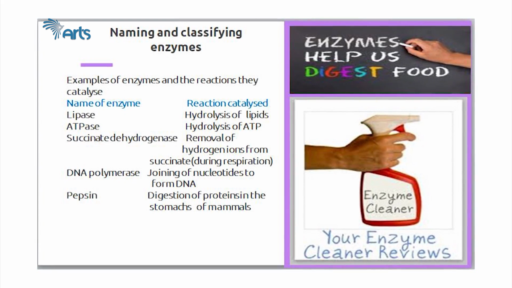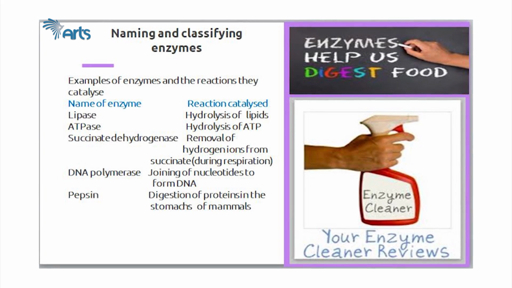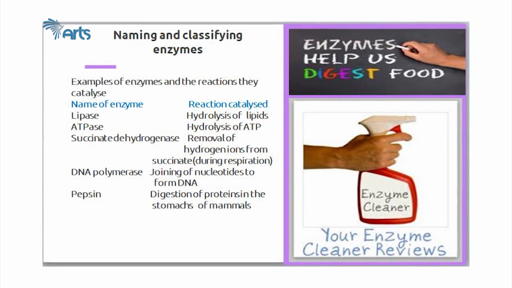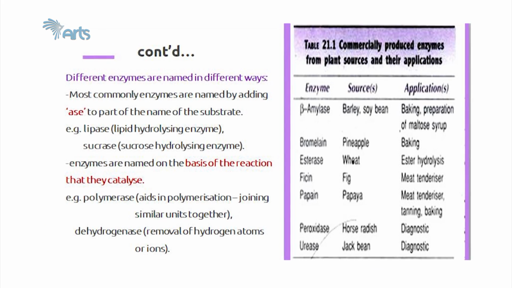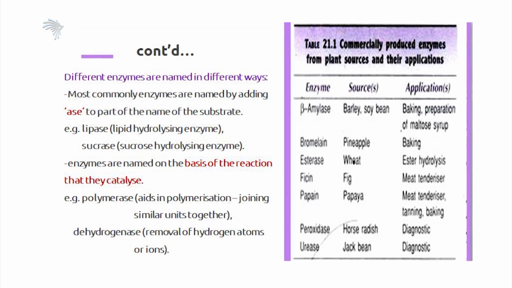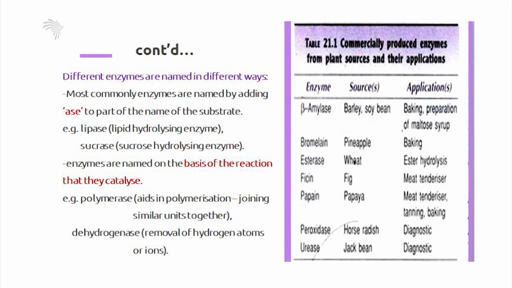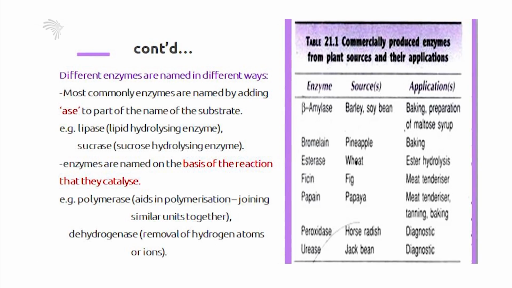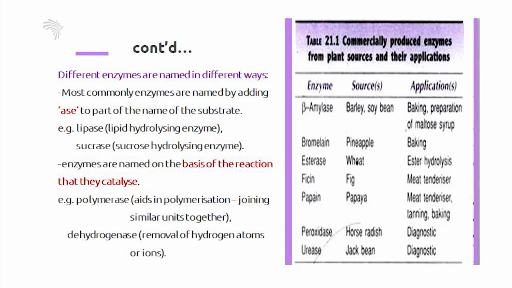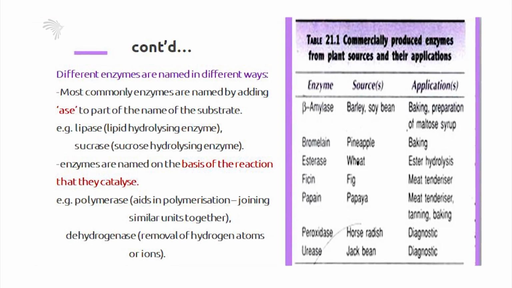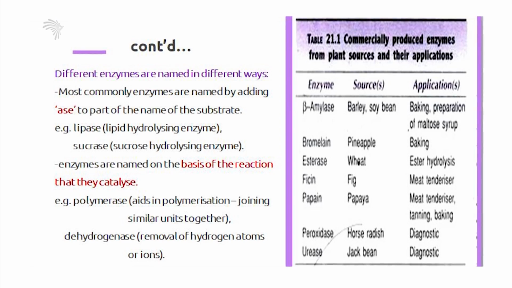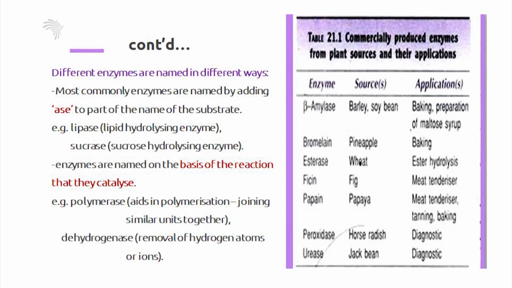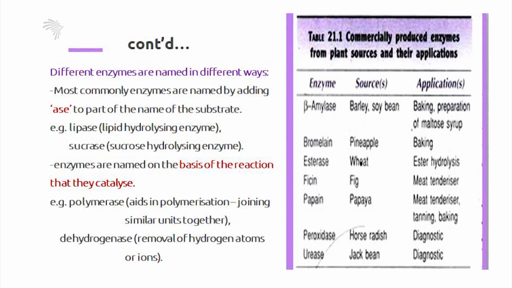So these are some examples of how they are involved in certain reactions, but how is the naming carried out? Different enzymes are named in different ways. Most common enzymes are named by adding -ase to part of the name of the substrate. This is arbitrary naming of enzymes. For example, lipase is the lipid hydrolyzing enzyme that we mentioned earlier. Sucrase is a sucrose hydrolyzing enzyme. So the substrate has the suffix -ase.